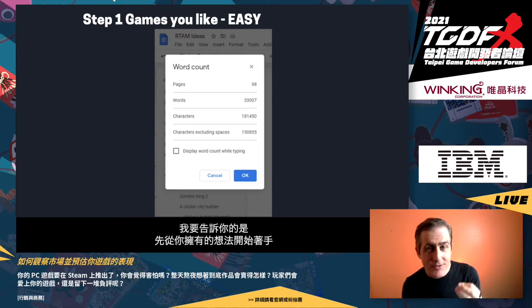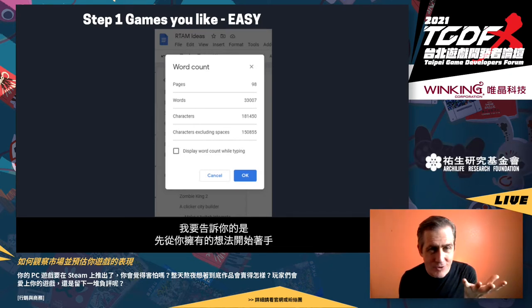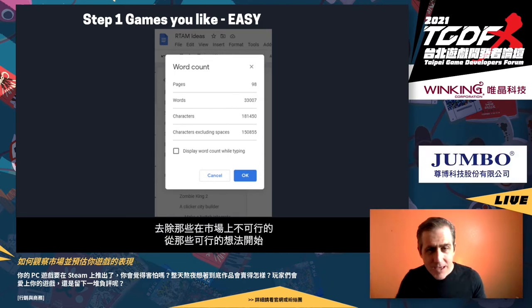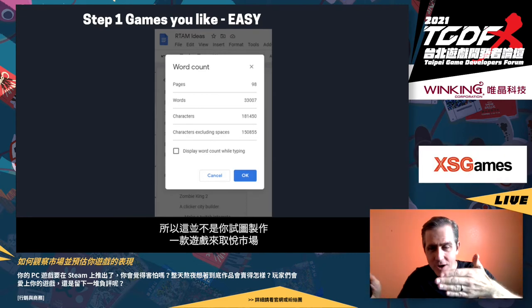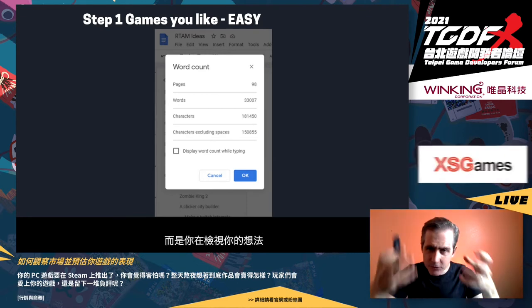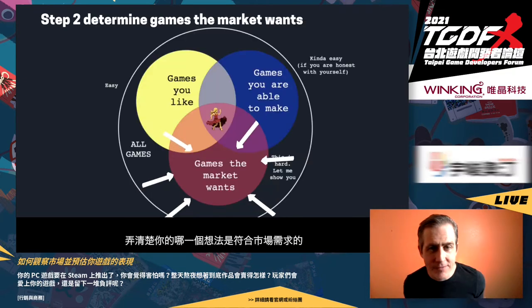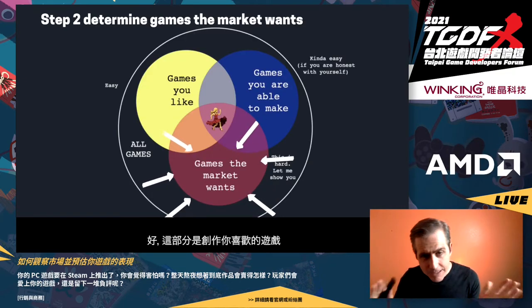And what I'm telling you is really start with all these ideas that you have and peel away the ideas that just aren't marketably viable and start with those that are viable. So it's not the fact that you're trying to make a game to please the market. It's really you're looking at your ideas and figuring out which idea that you've had actually fits in the marketplace. So that's games you like.